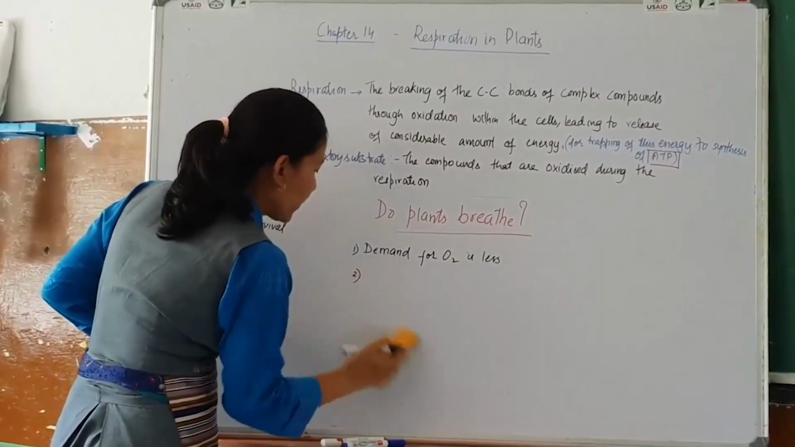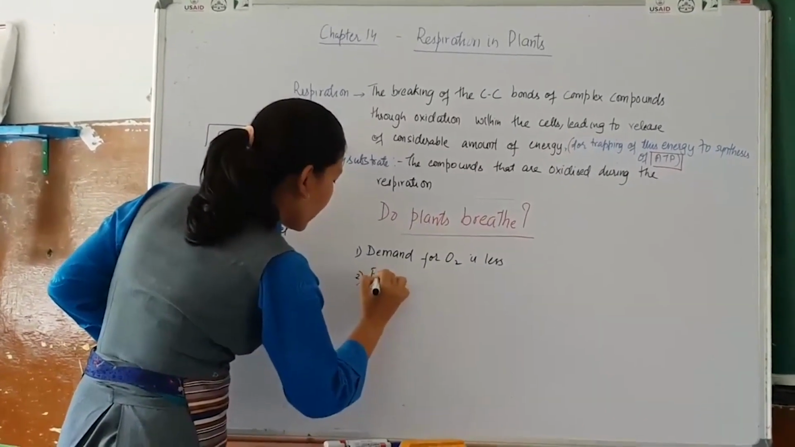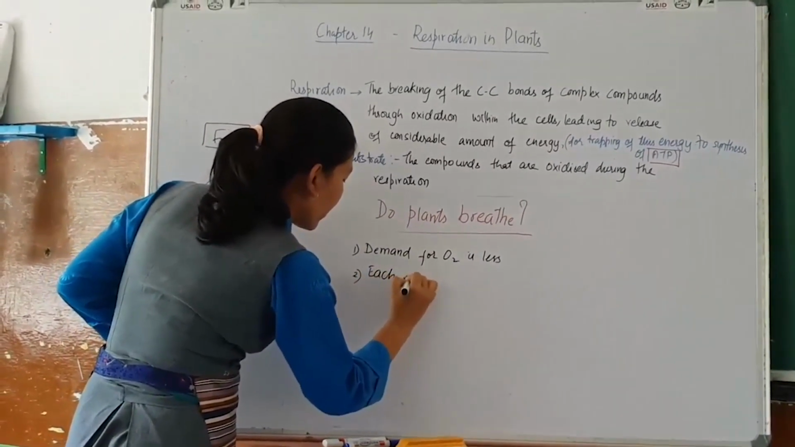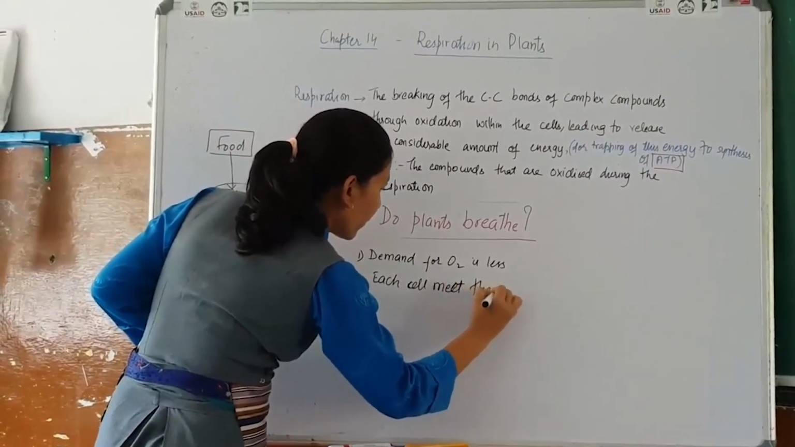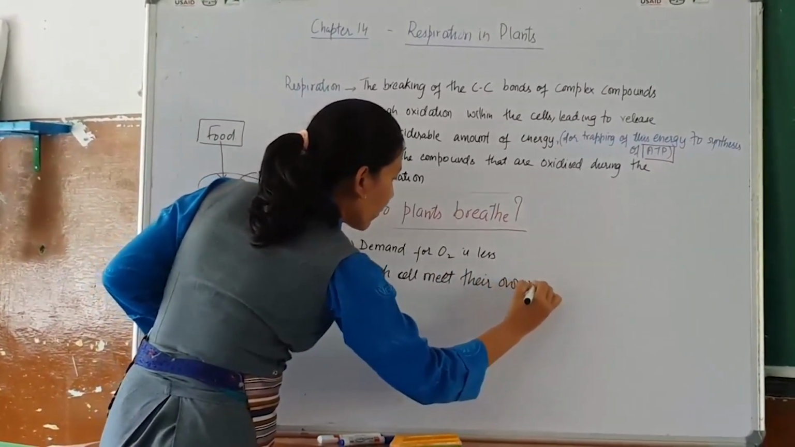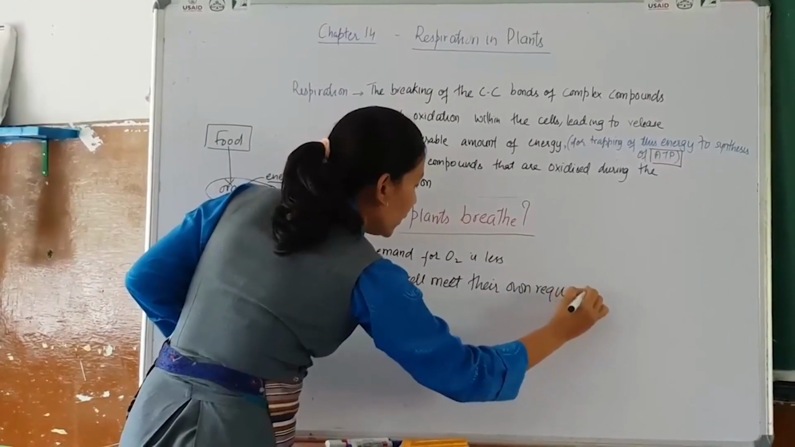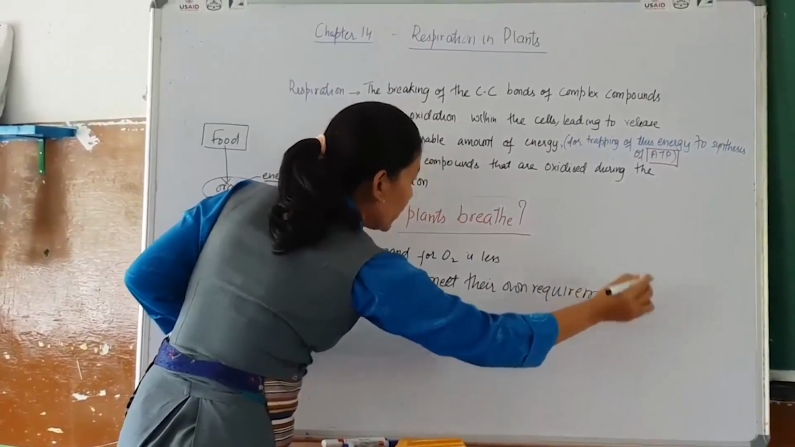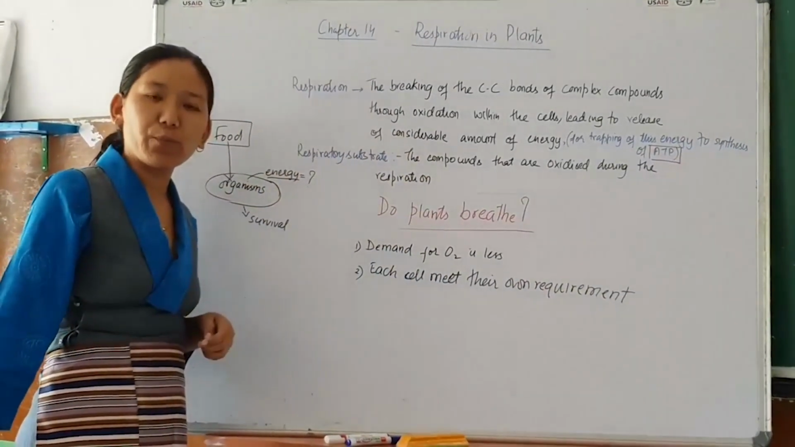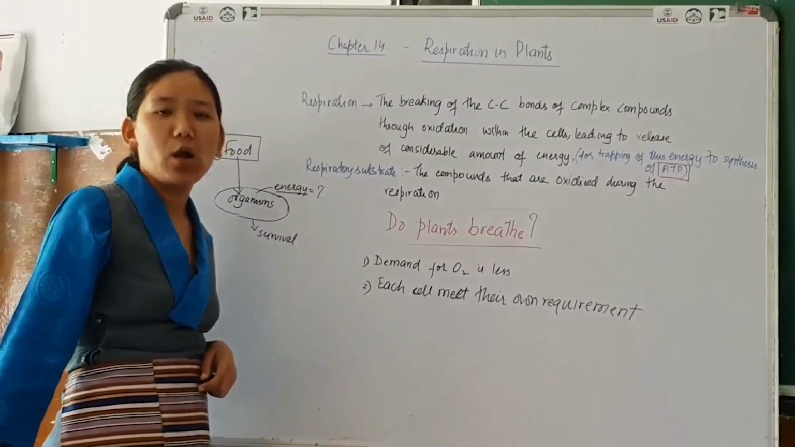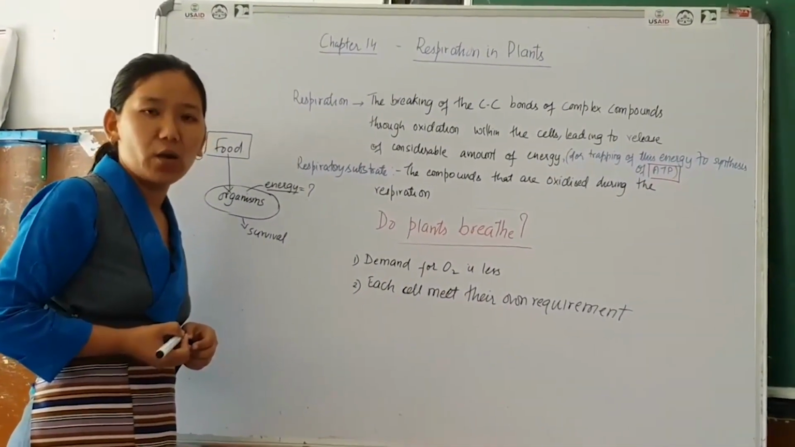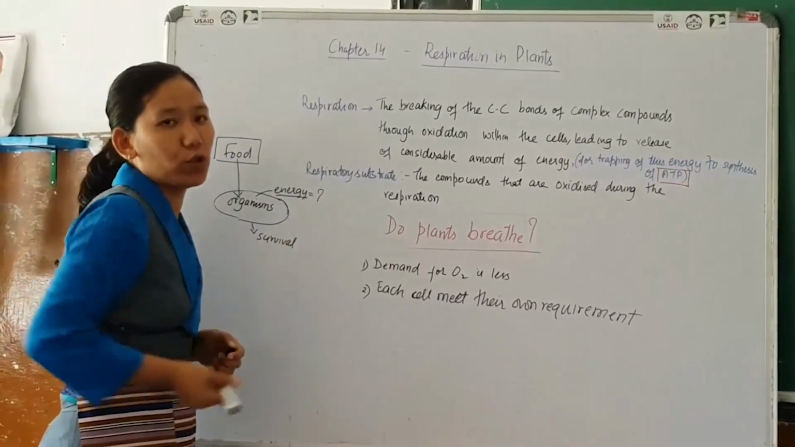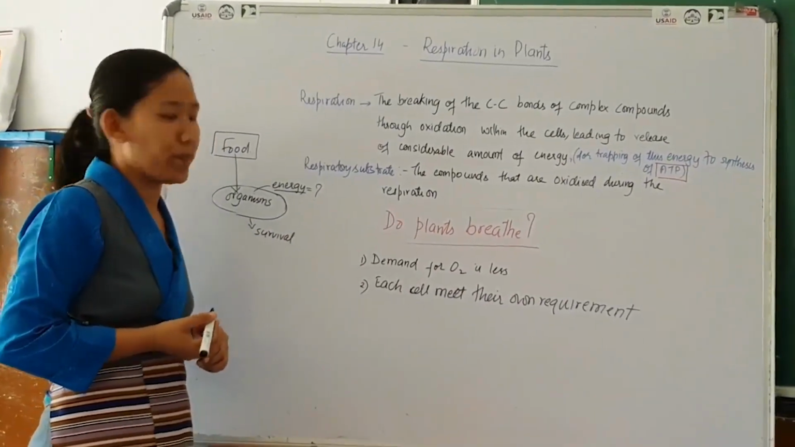Each cell meets its own requirement, and we know that during the process of photosynthesis, one of the byproducts is oxygen. And that oxygen is used for cellular respiration.